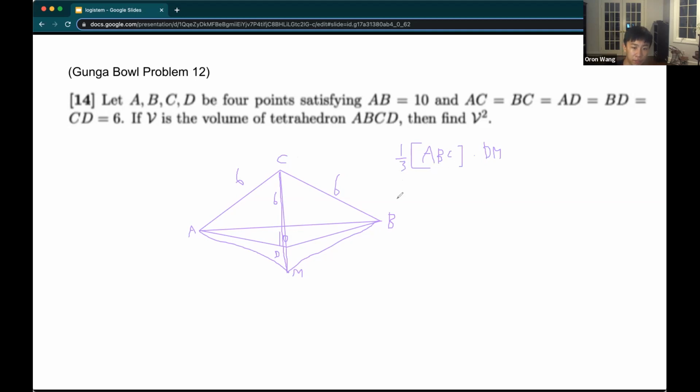So let's find the area of ABC. Well, using Heron's formula, we can pretty easily get that the semiperimeter of triangle ABC is 11. So the area is the square root of 11 times 5 times 5 times 1, which is 5√11. And so that's the area of ABC.